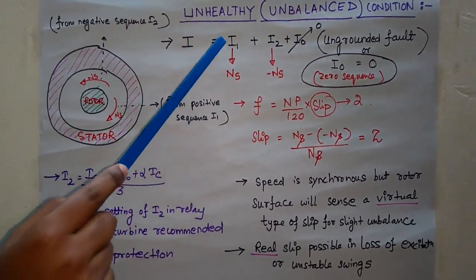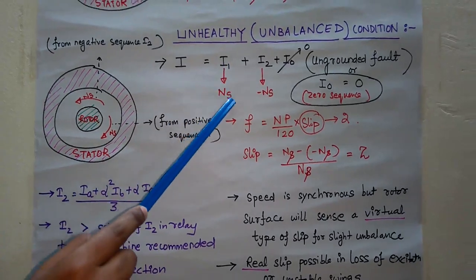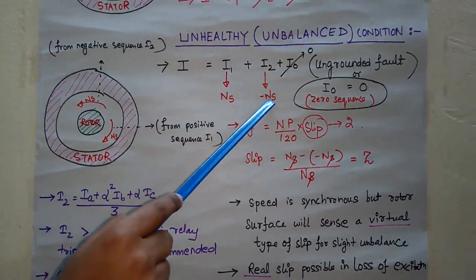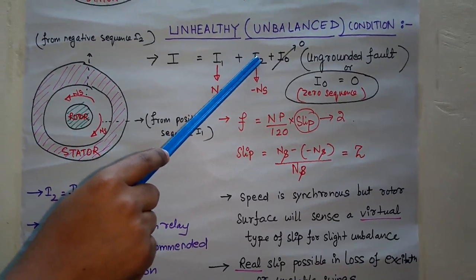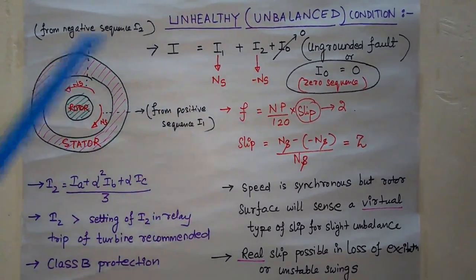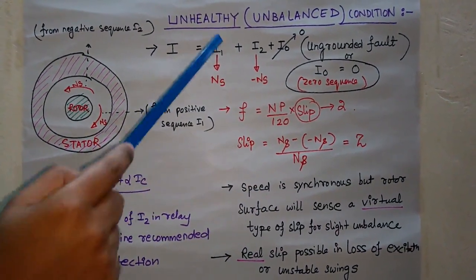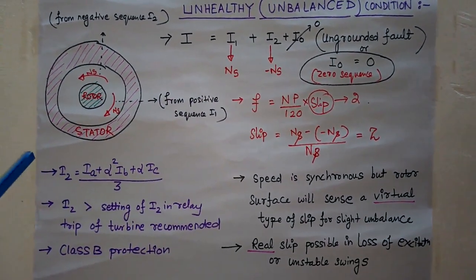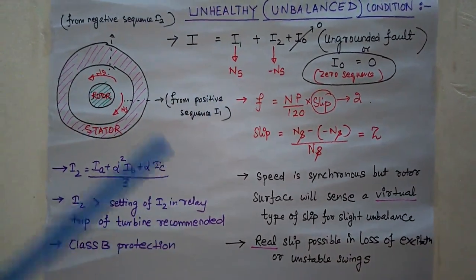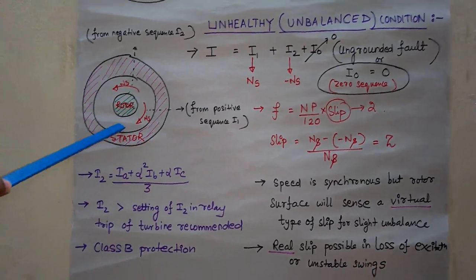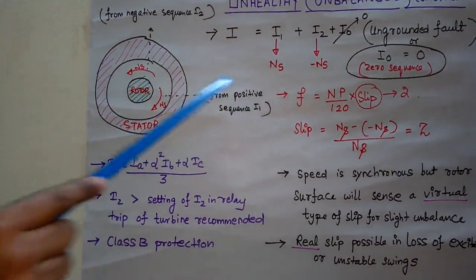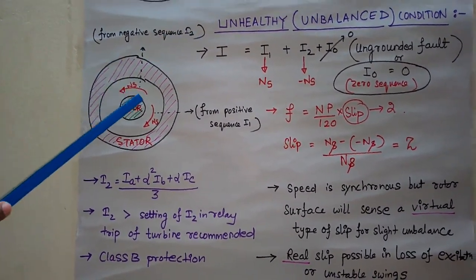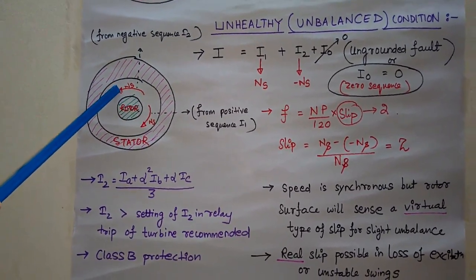Now the magnetic field we can assume as NS, which is induced from the I1 positive sequence, and minus NS, which is induced from the negative sequence component, because both the components rotate in opposite directions. Means if I1 is rotating clockwise, then I2 will rotate anti-clockwise. Both are rotating in reverse direction, so the rotating magnetic field will also follow the same trend. And here I have shown, due to I1, the magnetic field is rotating, suppose, clockwise. Due to I2, the magnetic field will rotate anti-clockwise.